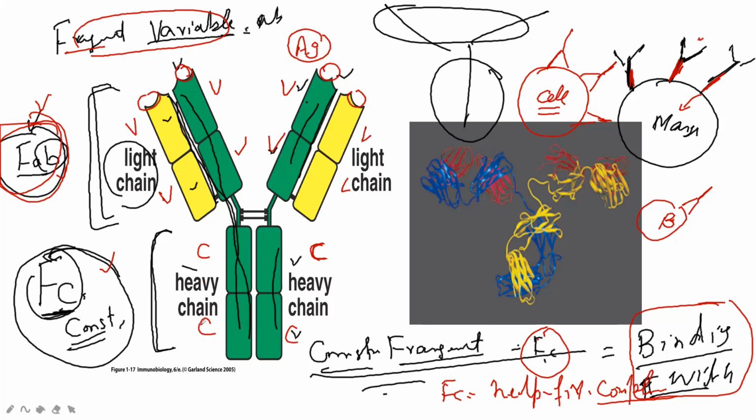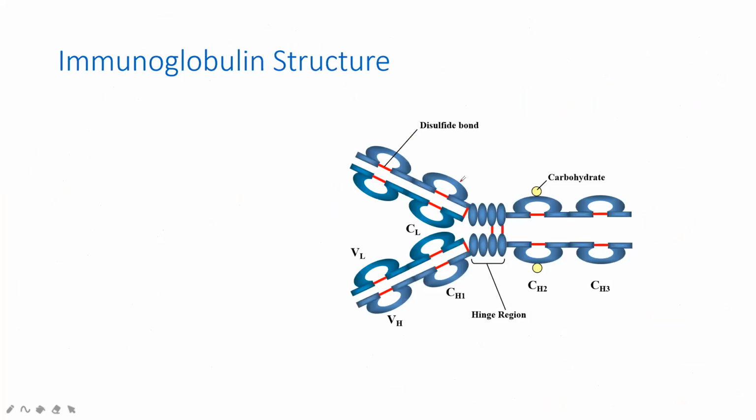Let's see the structure now more clearly, okay? How do we classify this? The constant, how many parts are constant here? How many parts are variable there, okay?